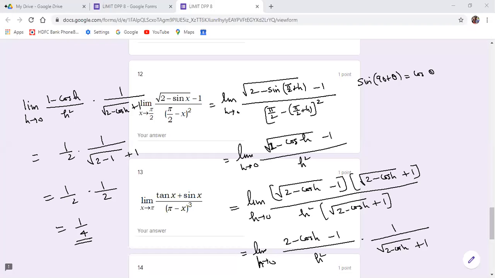Sir, in the 14th question, that h should be 0. Wherever h comes, that h should be replaced by 0. Cos 0 is 1. So the answer will contain only numbers. It cannot contain sin h, sin x, etc. I forgot to substitute 0 over there. I substituted 90 there, but you change the limit to h tending to 0.